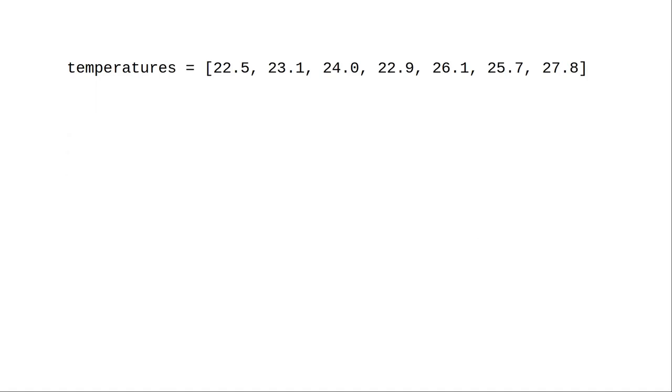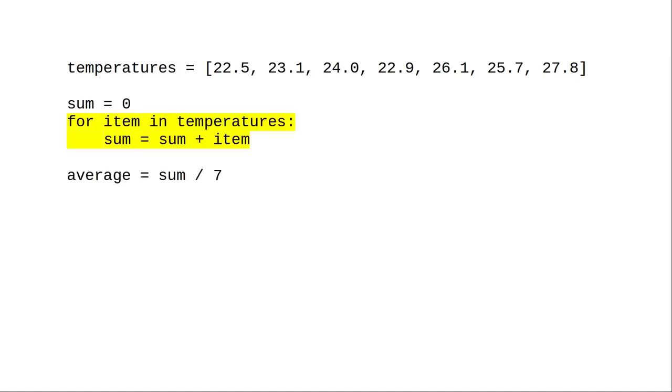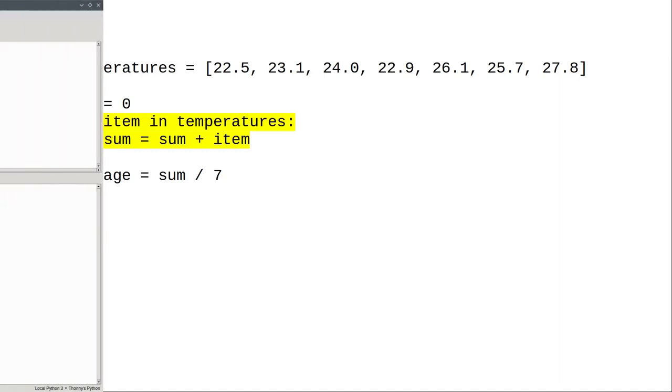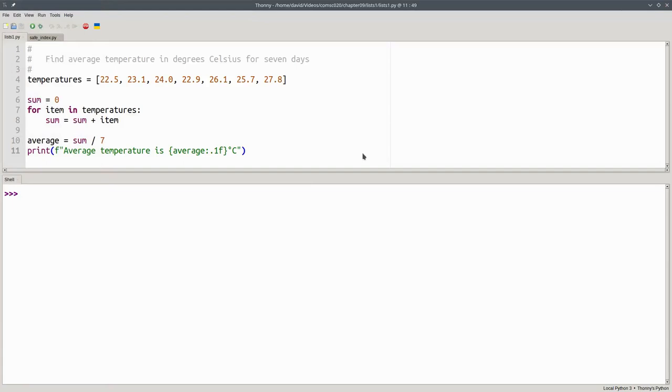Instead of having a separate variable for each day, we can use a list to group all of the items together under one name. You create a list by putting the items, separated by commas, inside of square brackets. Then you can use a for loop to iterate through the list and get the total of all the temperatures. Here's the program and the result when we run it.